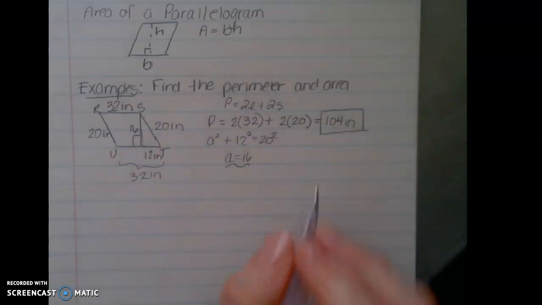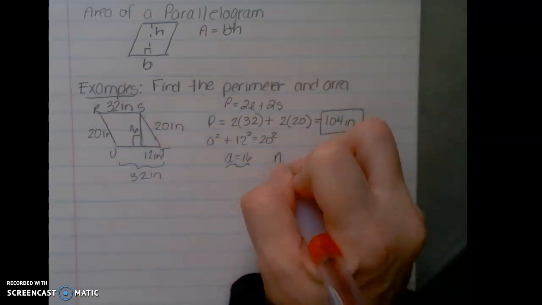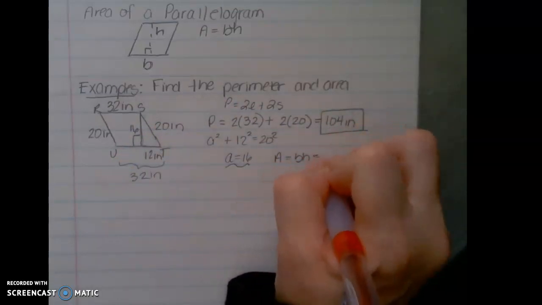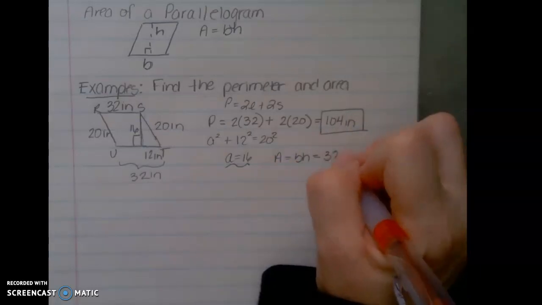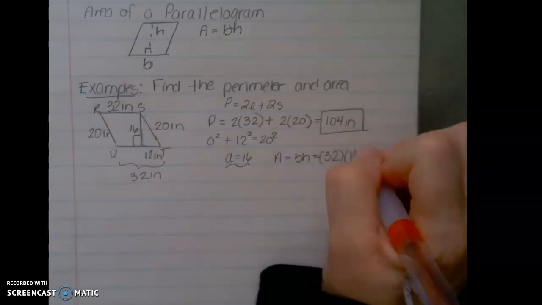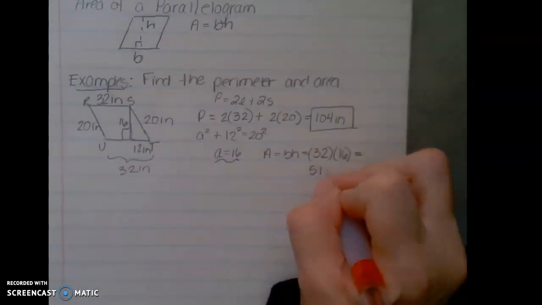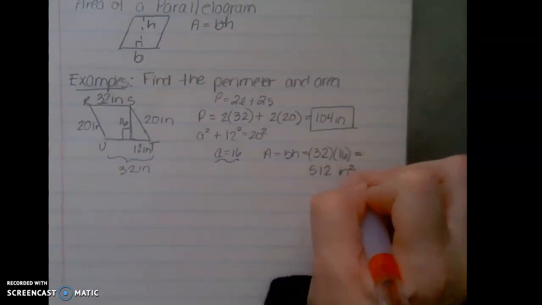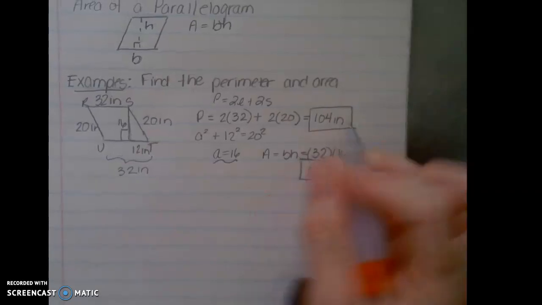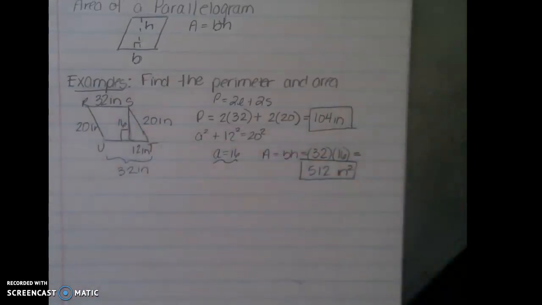And now area is base times height, which is 32 times 16, which is 512 inches squared. I think we're good with that. That is a great example for us to use.